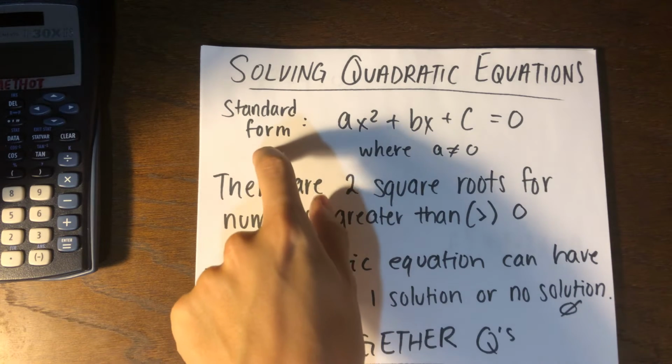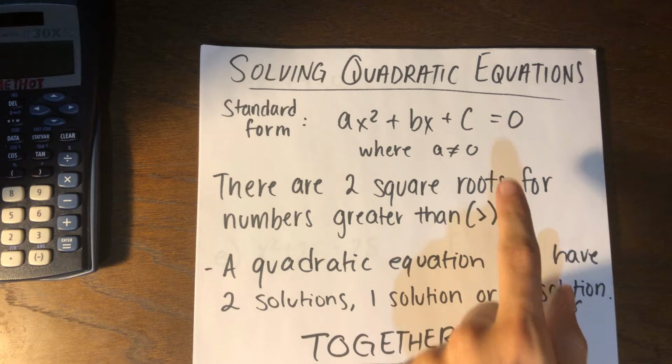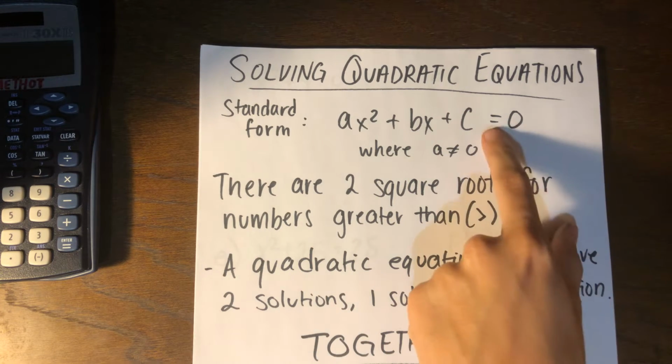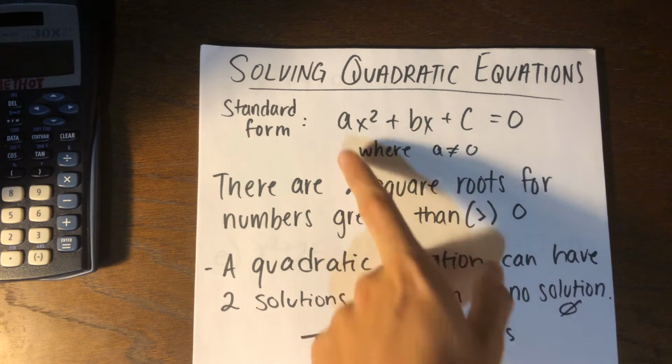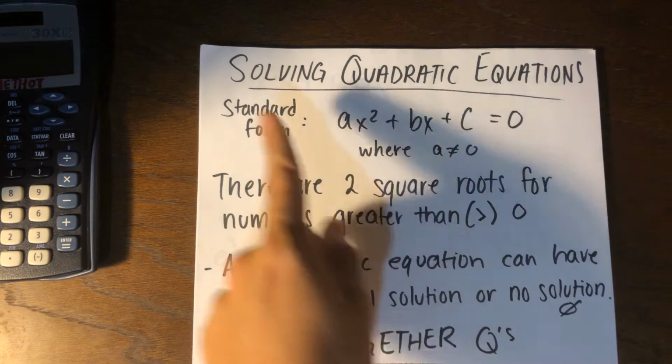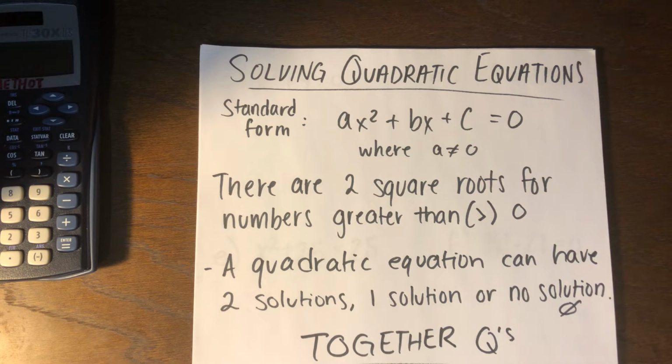So last time we were given the standard form ax squared plus bx plus c, but now we're going to have it equal to 0 where a does not equal 0, okay? So we're going to set the standard form equation equal to 0 and we're going to be solving.